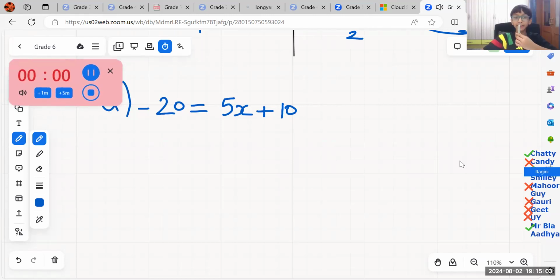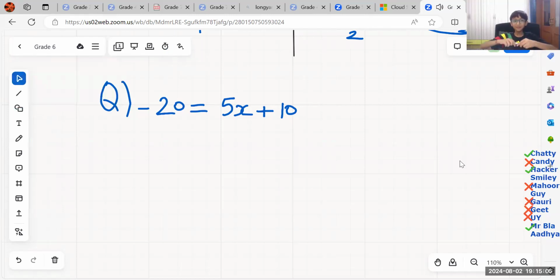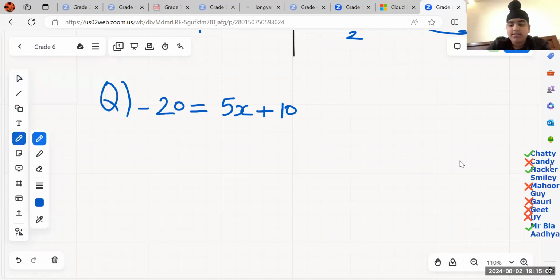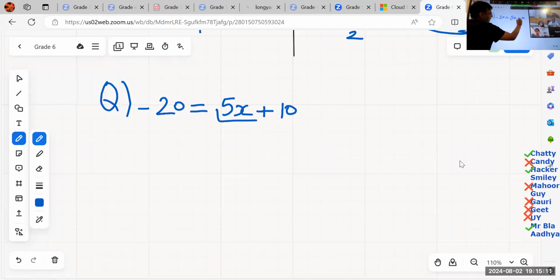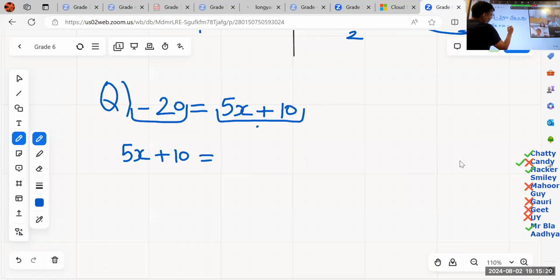The UI gets that reward. So UI, I told you. Now I will do the same thing. I will shift sides. Whatever is on the right will go to the left. So 5x plus 10 is equal to -20.